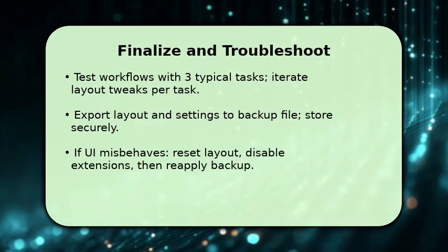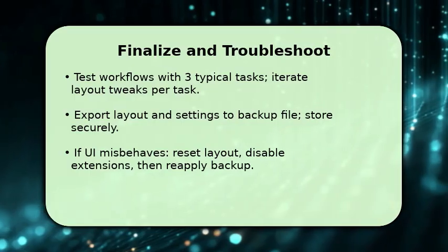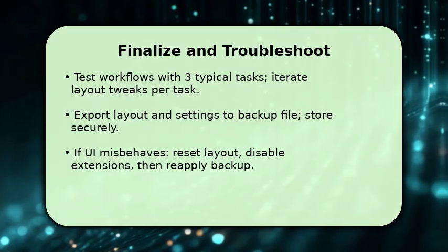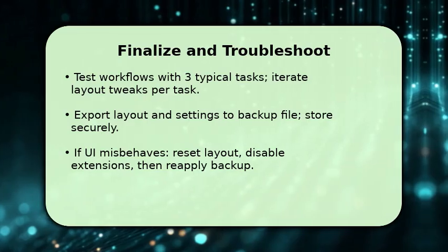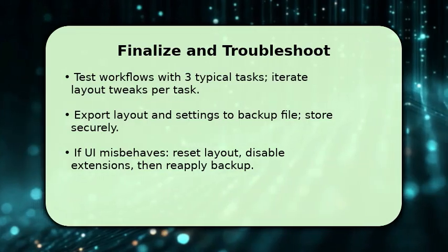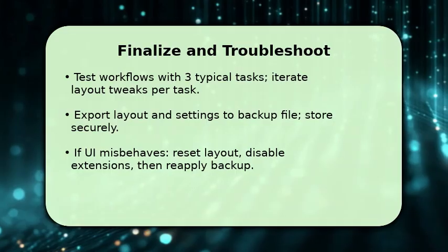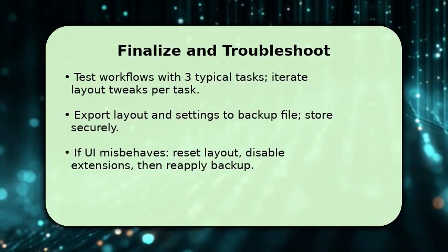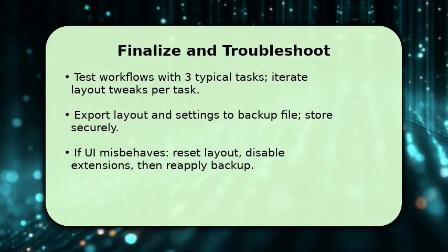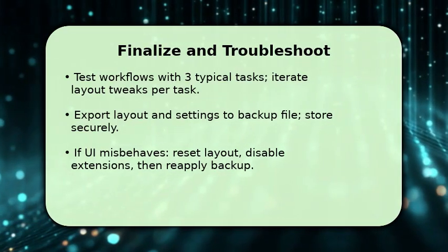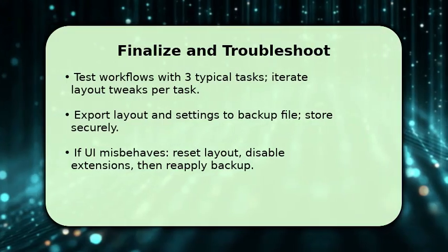Run 3 representative tasks to confirm panels, shortcuts, and visuals behave as expected. Make small tweaks and save each iteration. Export your layout and settings to a backup file so you can recover quickly or replicate the setup on another device. If something goes wrong, reset the layout, disable conflicting extensions, and reapply the backup.